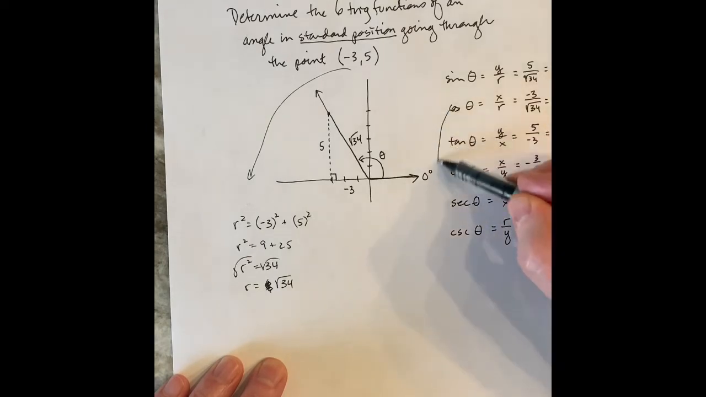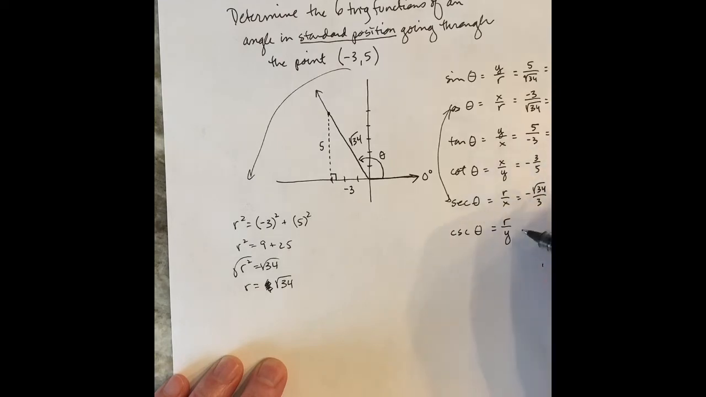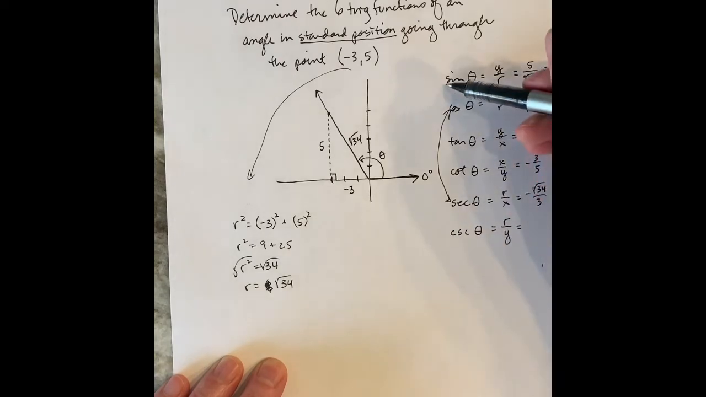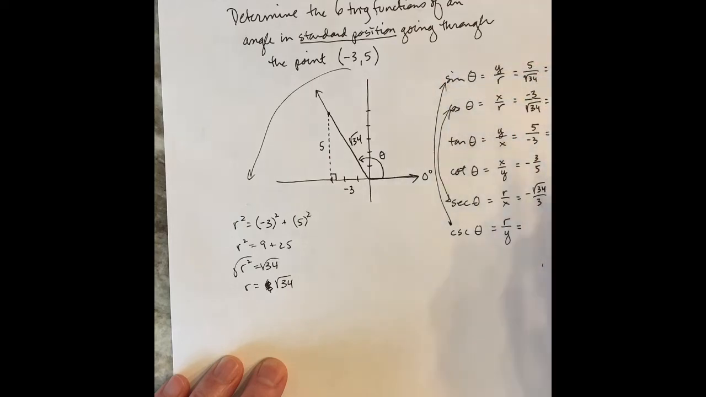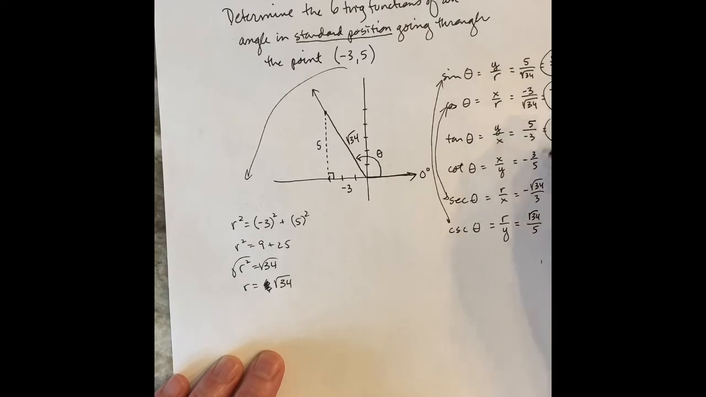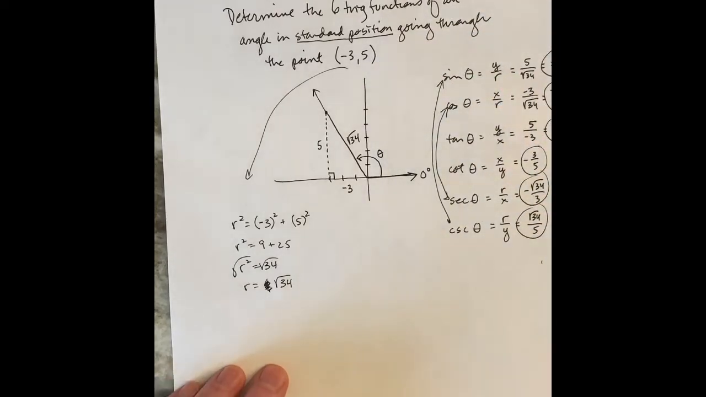Secant is the reciprocal of cosine, so I'm going to flip this value, and I get negative root 34 over 3, again putting the negative out to the side or on top. And then the cosecant is the reciprocal of sine, or you can use those values, but I'm just going to take those, and since I've already done the math and the work, root 34 over 5. And those are my 6 trig functions of an angle going through that coordinate. And hopefully that will be helpful.